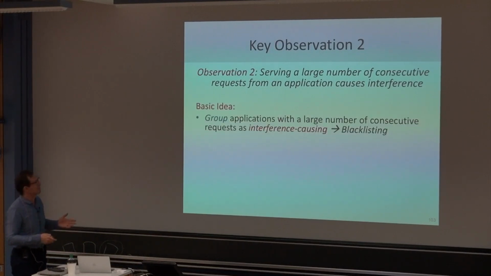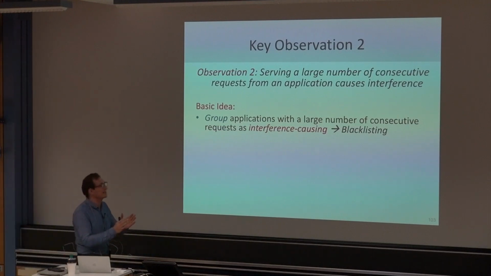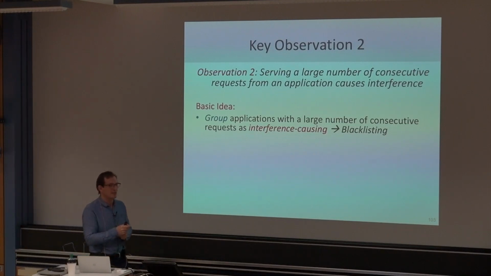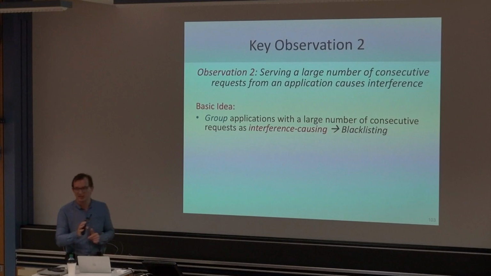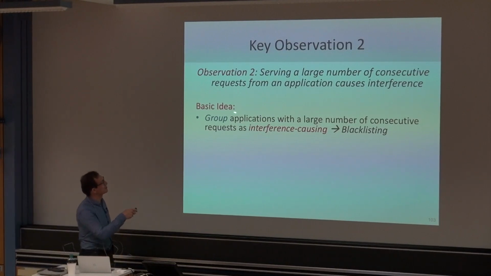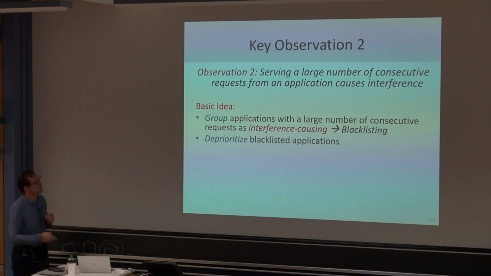And if you realize that, this is actually very similar to least attained service at a much finer grained interval. Basically, if an application has attained a lot of service very quickly from the memory scheduler, it's likely that it's going to cause interference soon. At least the trend is like that. So blacklist it for a while, meaning deprioritize it for a while. Basically, the idea is you group applications with a large number of consecutive requests as interference causing, you blacklist them, and you deprioritize those blacklisted applications.